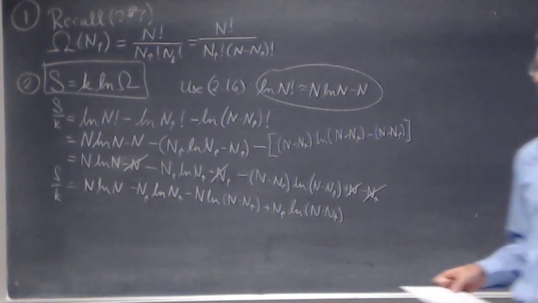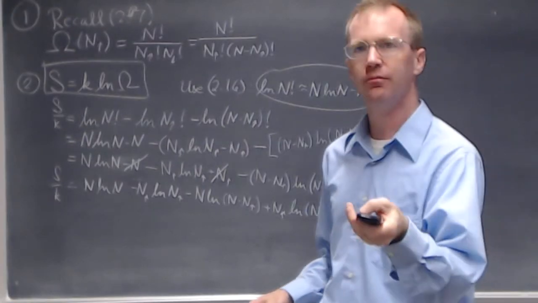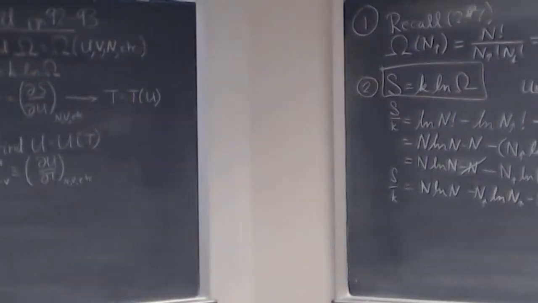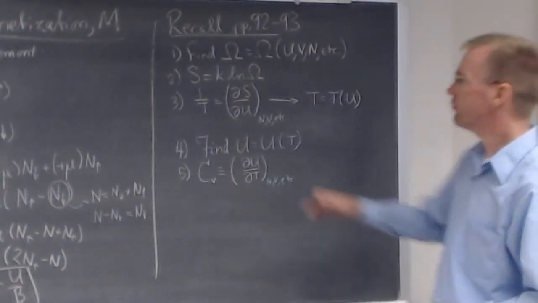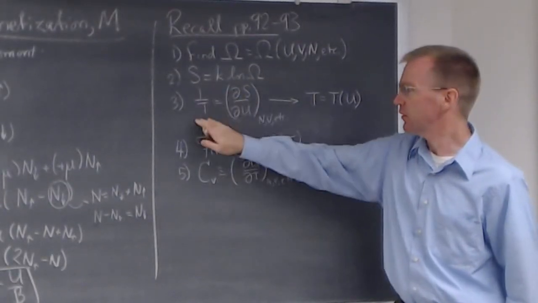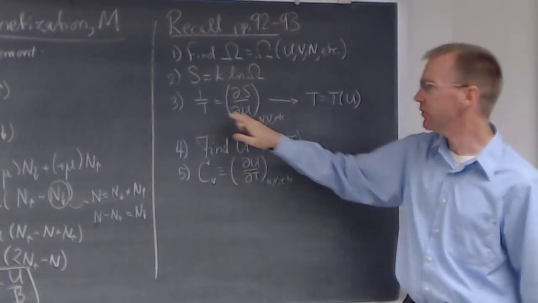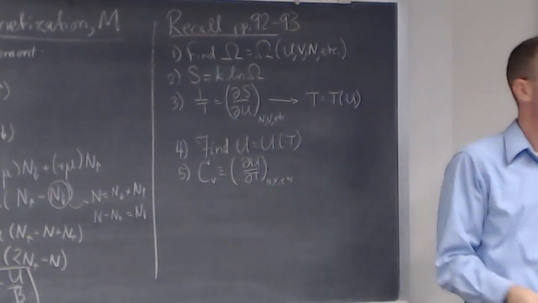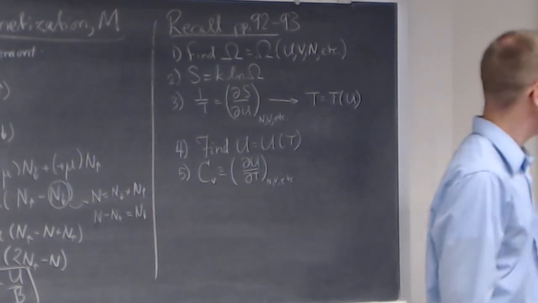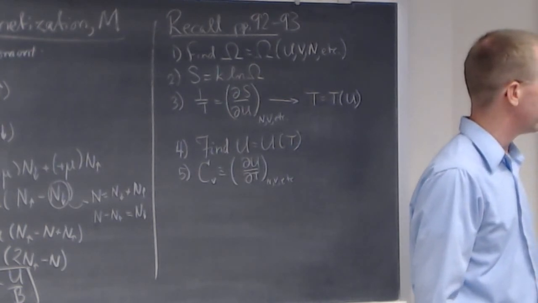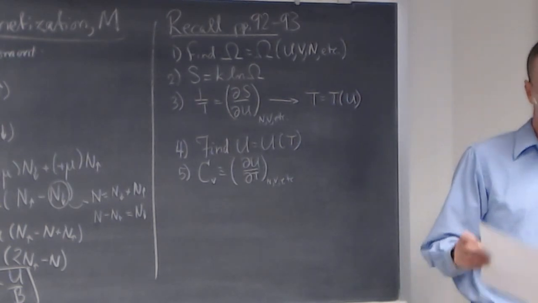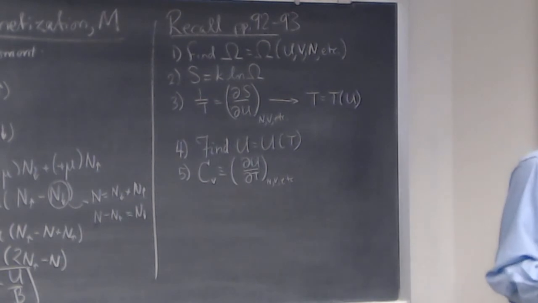The next thing to do, looking back on our list, once we have an equation for the entropy, we take the derivative with respect to energy, holding everything else constant, to find temperature as a function of energy. We're going to have to put this in terms of energy then, aren't we? All right, that'll be our next task.